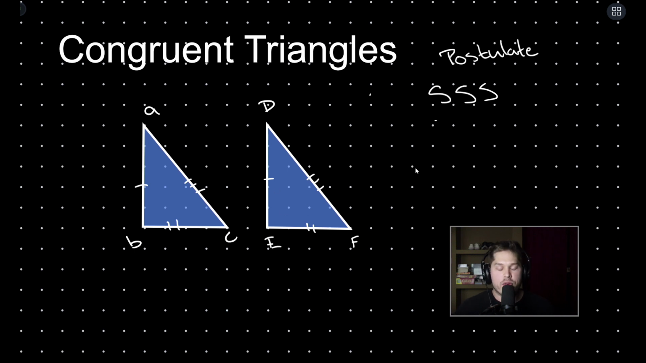Okay, what's another relationship that we could use? Well, side angle side is another relationship we could use. And what does that look like? Well, instead of being told about all the sides, we would be told one side, then one angle, and then a second side. This is what side angle side looks like. And this would also tell us that triangle ABC is congruent to triangle DEF.